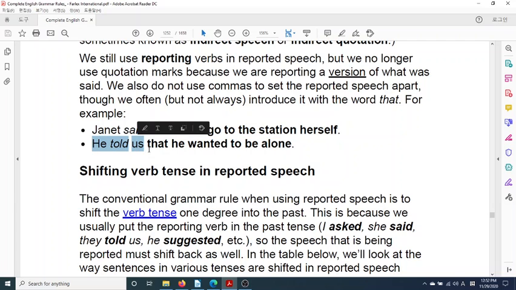She told us that she wanted to be alone. Did she say that, or he wanted to be alone? Did he say that he wanted to be alone? No, he probably said something like, "Leave me alone. I don't want to be with someone right now." So, he told us that he wanted to be alone. It's not a direct quote. You're just reporting generally what was said. You're paraphrasing, if you will.